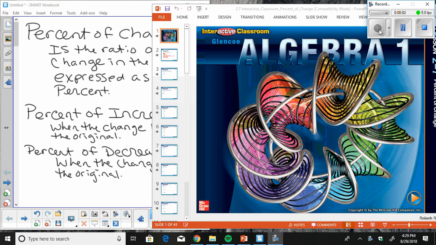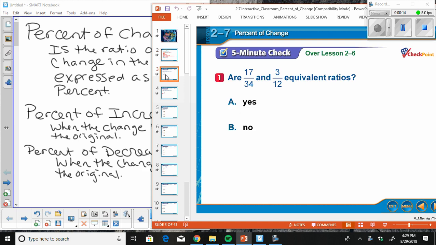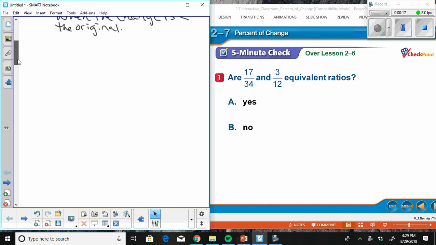Algebra 1, Chapter 2, Section 7. We are talking about percents of change. Of course, we know what we're going to be doing with our lesson menu here. And then we come over here to our 5-minute check. So starting with, are these equivalent ratios?